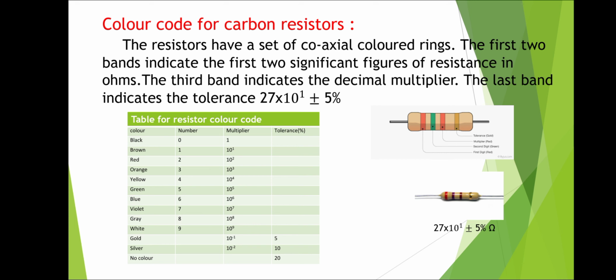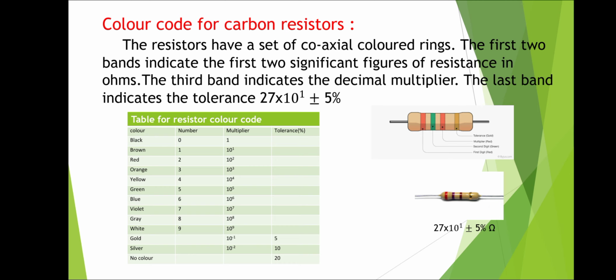Suppose the first color is red and the second color is violet, so the number will be 27, and the third one is brown, so 27 into 10 power 1, plus minus tolerance. The next color will be gold, so we can find the value of the resistor as 27 into 10 power 1 plus minus 5%.